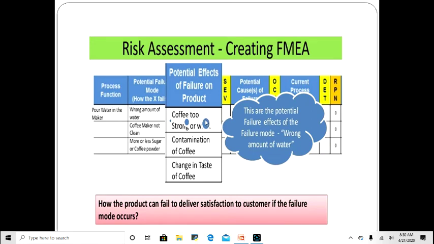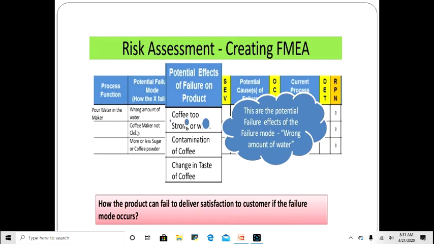The coffee will become too strong. If less amount of water, it will be too strong, or if more, it will be kind of diluted coffee. It will not be strong. Okay, so these are the impact of this failure mode on the product. Okay, wrong amount of water leads to this.